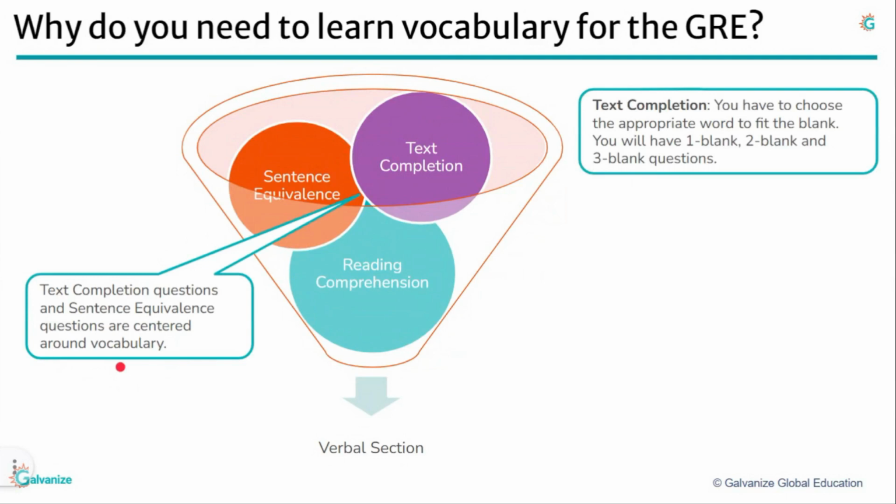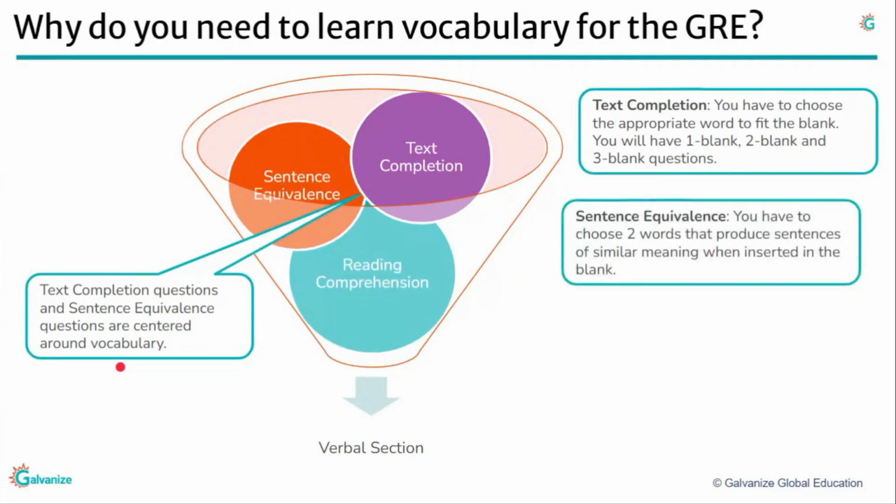If you are not aware of this, I would like to just explain what these question types are. Text completion questions involve a short text where you have one blank, two blanks, or three blanks. If you have one blank, you are given a set of 5 options to choose from. If it's 2 or 3 blanks, for each blank, you get 3 options to choose from. And these options are words, not just words, complex words that you are not likely to encounter in your day-to-day life. These are rare words.